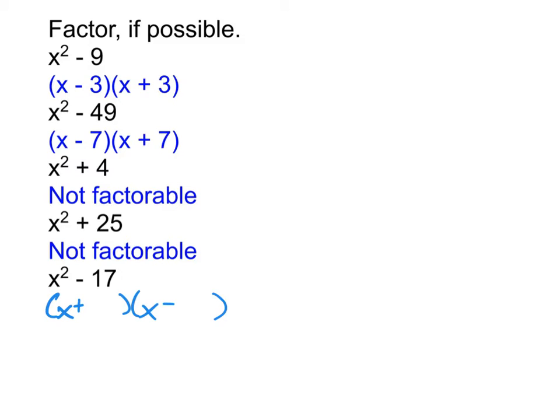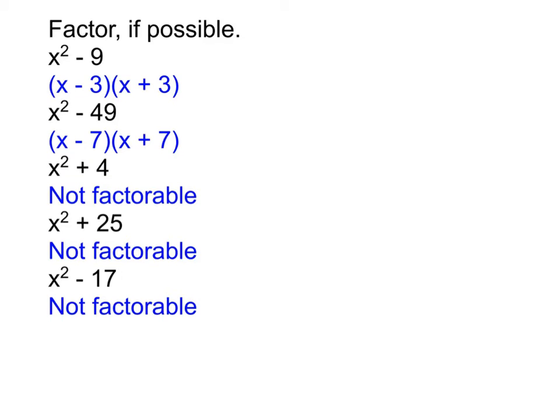Is there any number that multiplies by itself to get us 17? No, at least not an integer value. If you want to go a little crazy on it, you could get into like root 17 or something, but you don't need to do that when factoring. Factoring, we just stick with our integer value. So this one would also be considered to not be factorable for that reason.